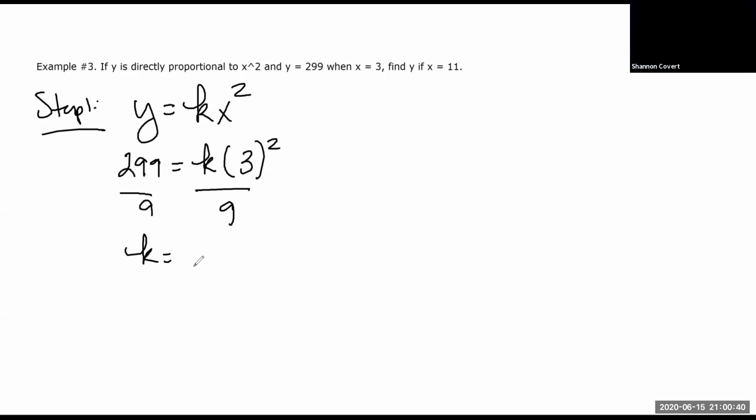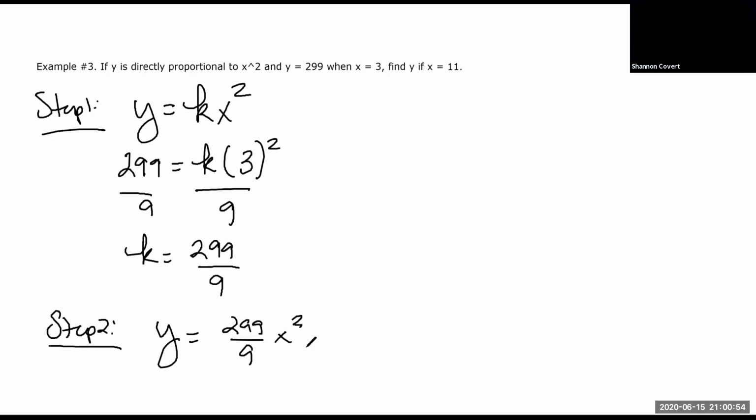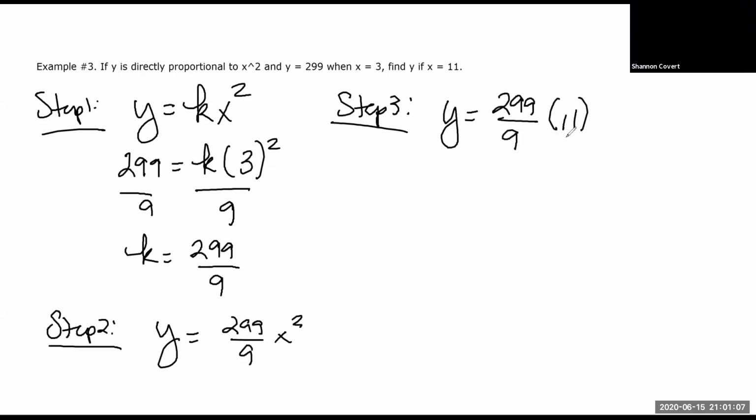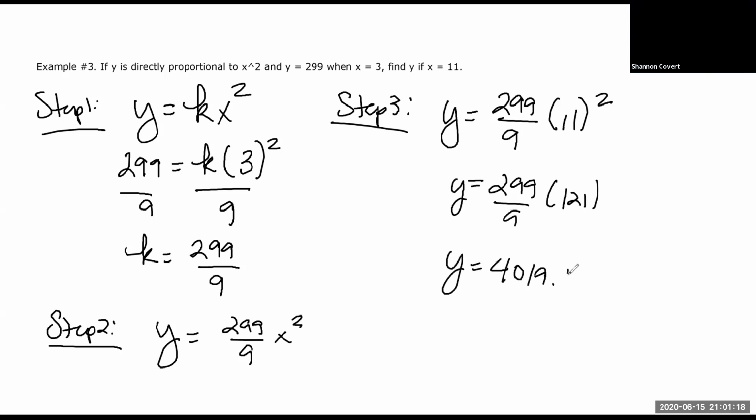K equals 299 over 9. Step 2 will be to rewrite our formula. Y equals 299 over 9, x squared. Step 3, I'm going to find y when x is 11. Y equals 299 over 9 times 11 squared, is 299 over 9 times 121. Y equals 4,019.89.